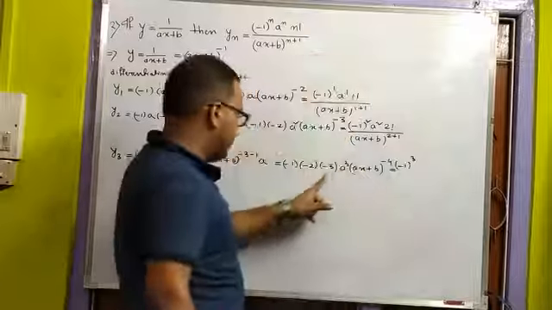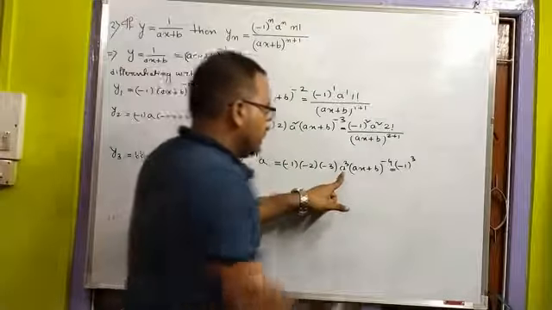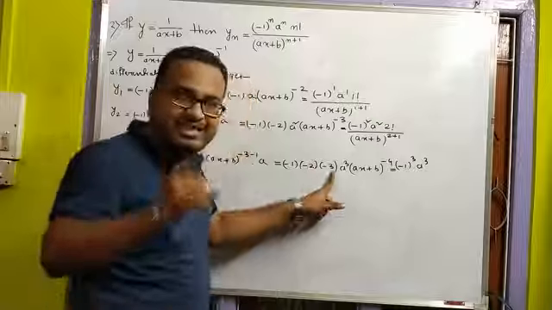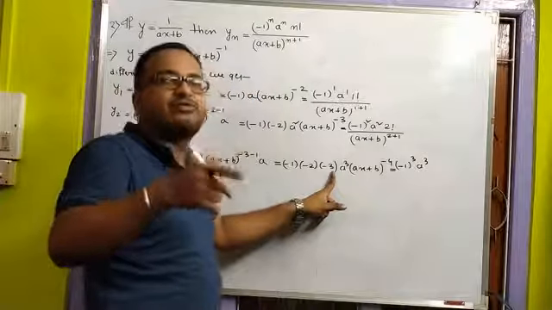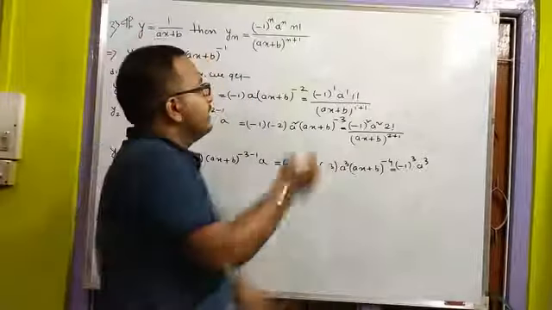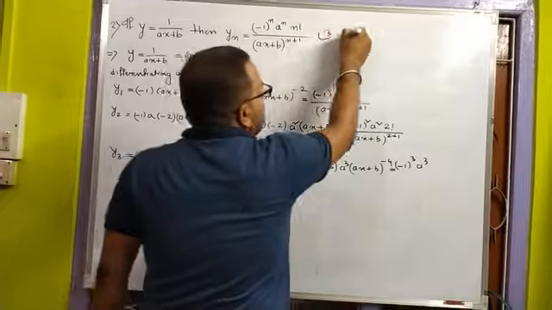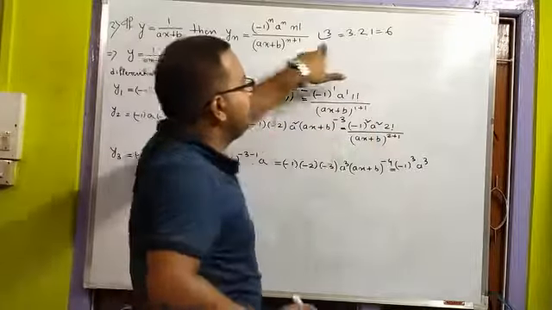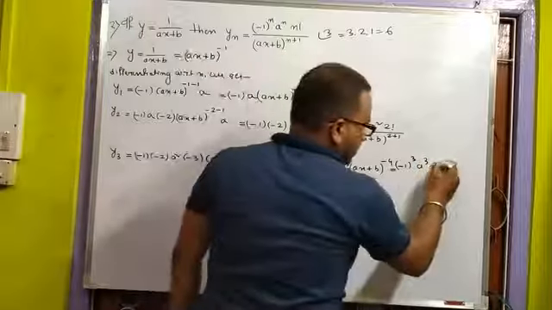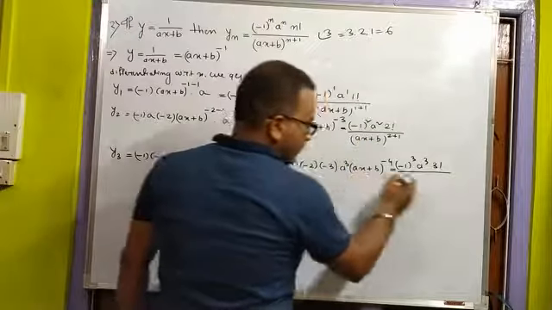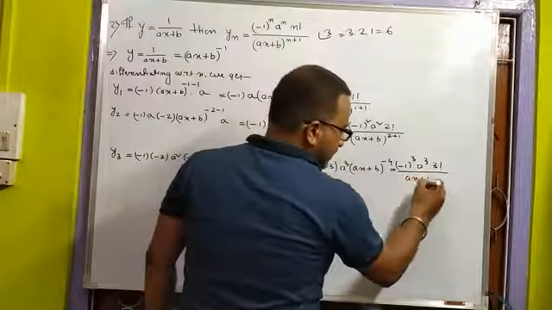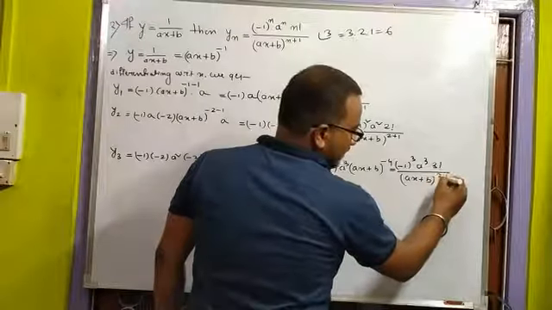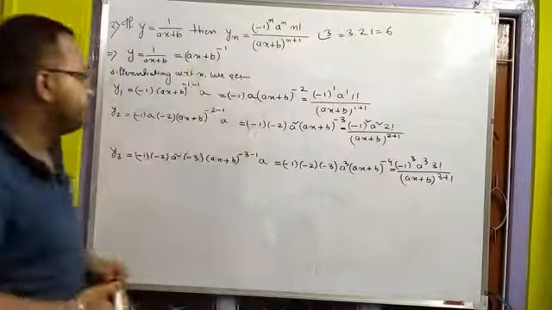Then a cube, and 2 into 3 is 6, and 6 can be expressed as factorial 3, which is 3 into 2 into 1, which is 6. So it will be factorial 3 divided by ax plus b whole thing to the power 4, and 4 can be written as 3 plus 1.